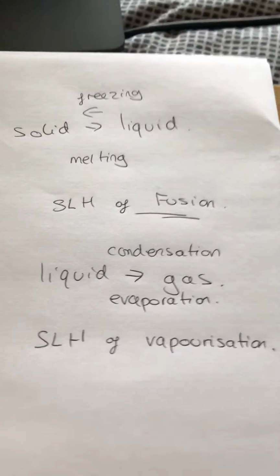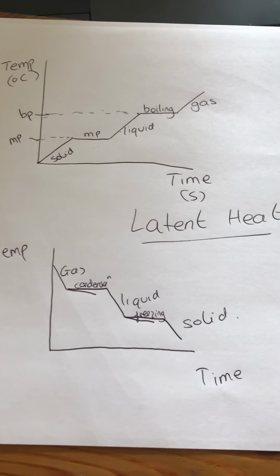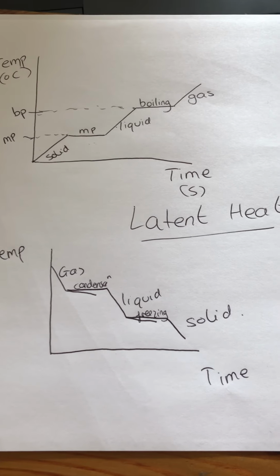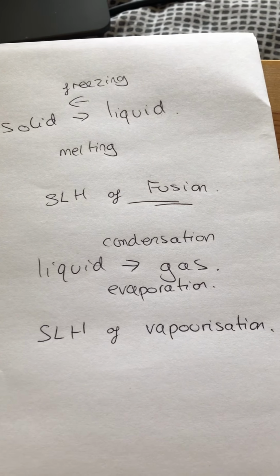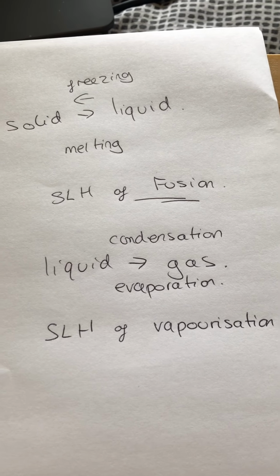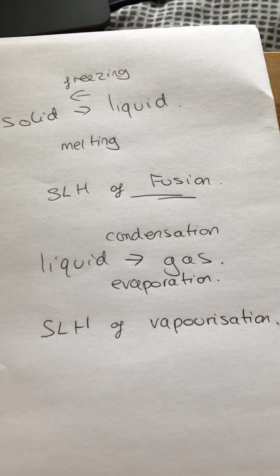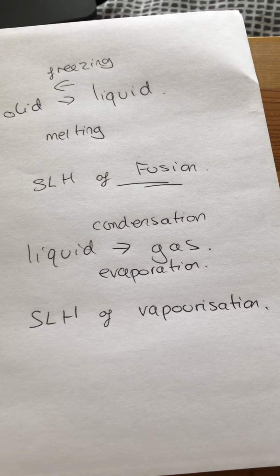So we've gone from this graph. You need to be able to explain this graph and what's going on, and what the flat parts of the graph mean. And we've got the two definitions. The specific latent heat of fusion is the energy required to change a state between a solid and a liquid, or a liquid and a solid, and the specific latent heat of vaporization is a liquid to a gas or a gas to a liquid.